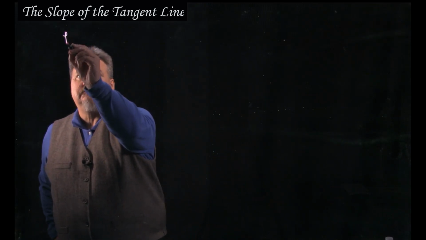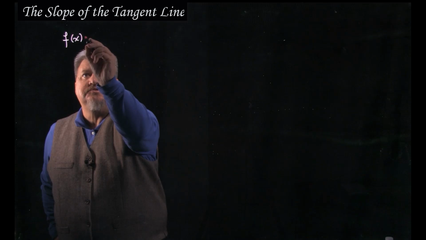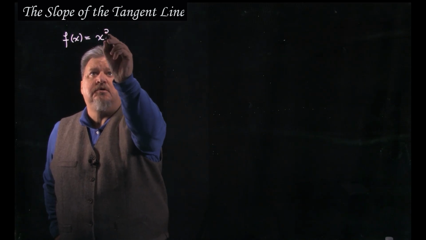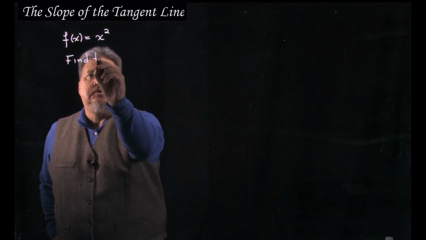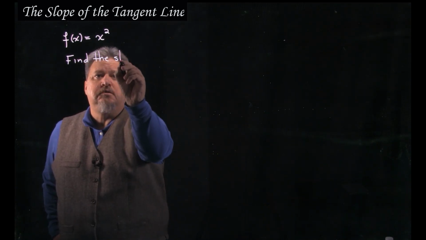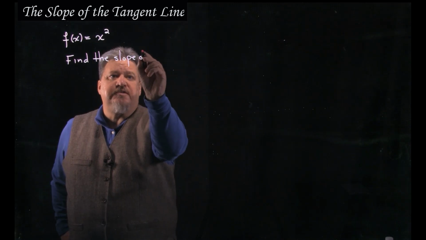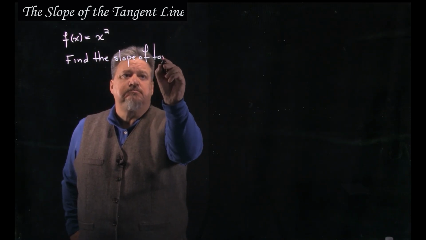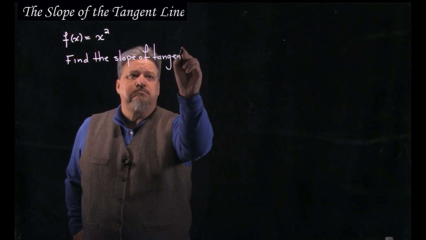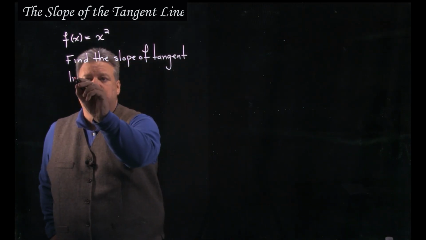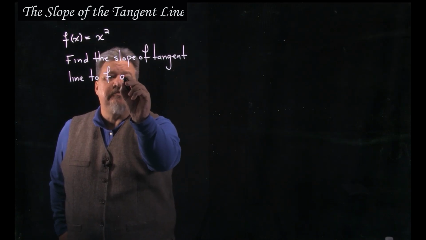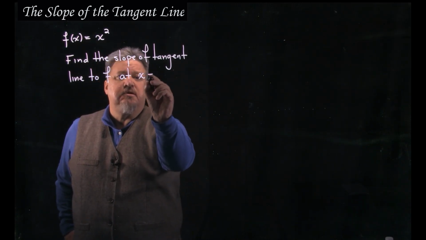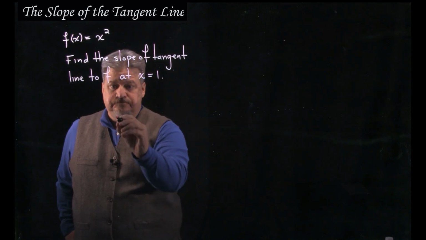Today we're going to look at the slope of the tangent line, or the derivative of a well-known function. So let's take f of x equal x squared, and let's find the slope of the tangent line to f, to the graph of f, at, let's say, x equal 1.